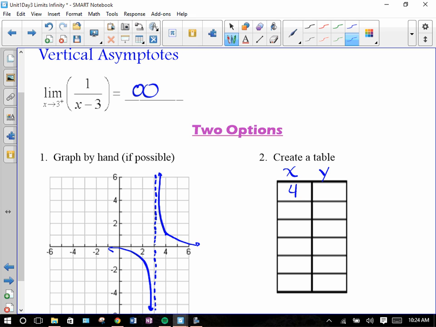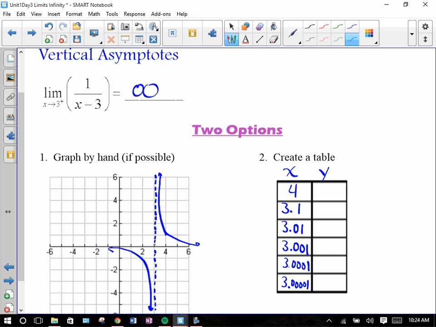Well, 2.999 will be on the left hand side. Okay, 3.001. Okay, so let's start here. Let's go 3.1, 3.01, 3.001, 3.0001, and for the heck of it, let's just go one more. 1, 2, 3, 4. Okay, just for the heck of it.